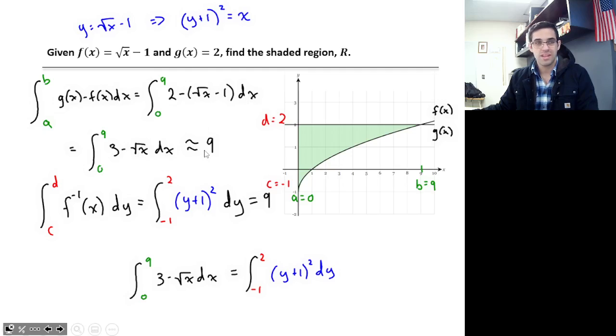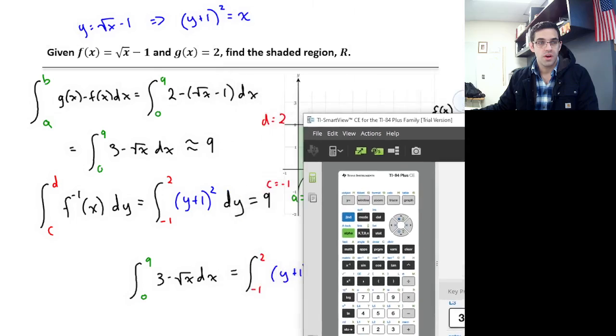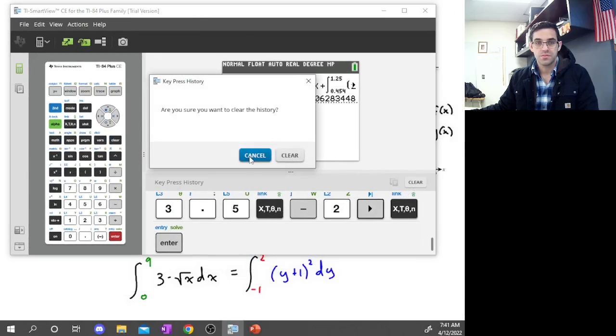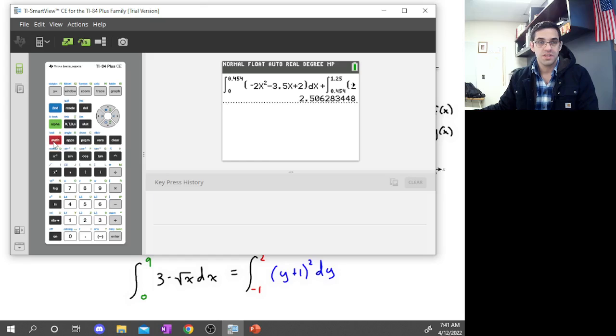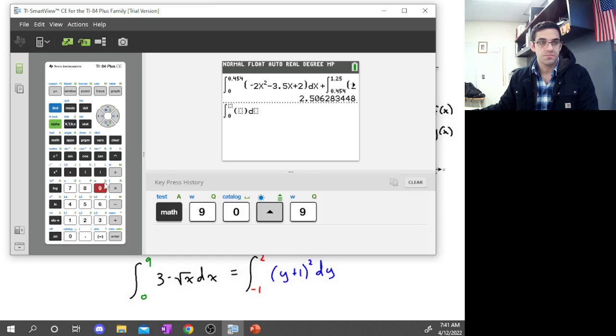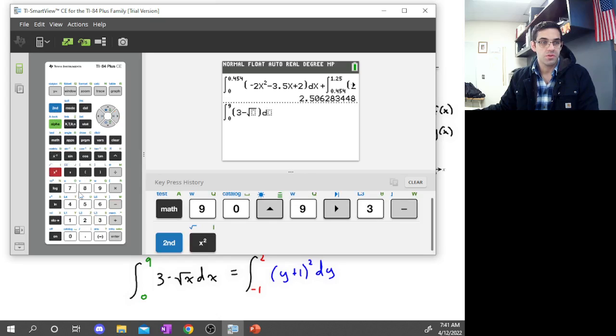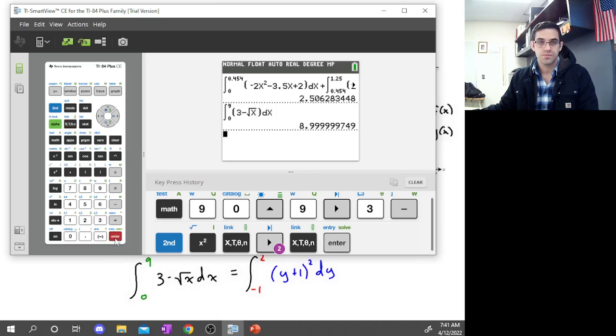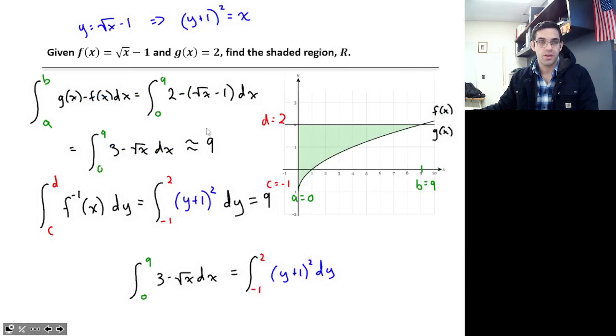We get about 9. If I type that in my calculator, which we can do, let's see here. I'm going to clear this out. The integration feature is math 9. We're going from 0 to 9. Our function is 3 minus the square root of x, and we're integrating with respect to x. So rounding here, about 9 is the answer. And so, okay, about 9.